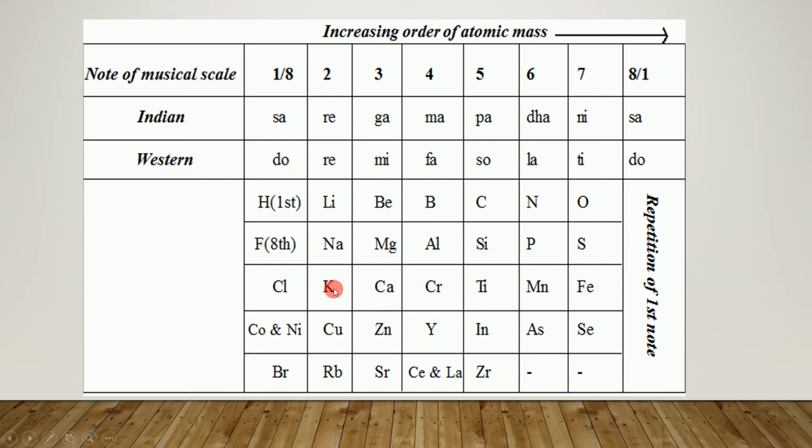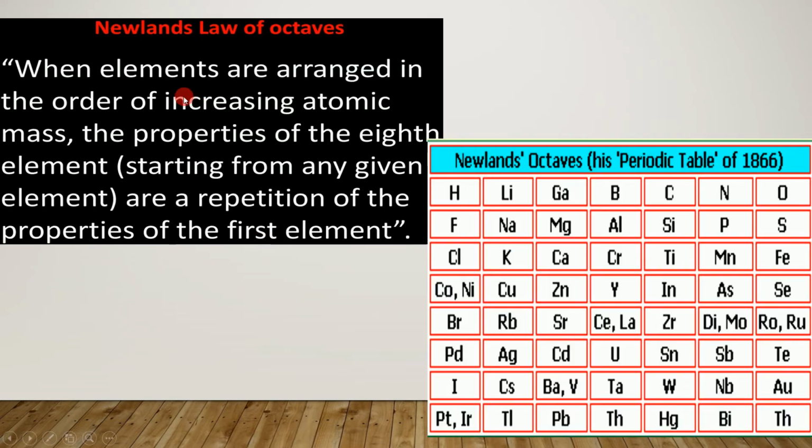Similarly, even potassium. Now if you identify, this is another set, children. Yes, the Dobereiner's triad. So Newland's periodic table was successful in accommodating Dobereiner's triads as well. He could see that there were repetitions of the properties by the 8th element. So if we put the law, it says: elements are arranged in the order of increasing atomic masses. The properties of the eighth element, starting from any given element, are a repetition of the properties of the first element.